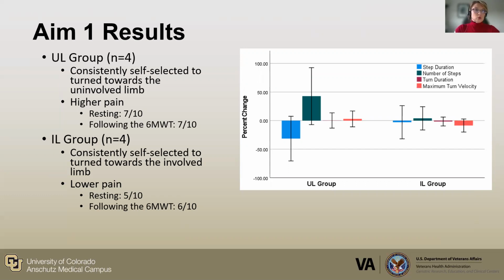And you'll notice that the UL group had higher pain levels, 7 out of 10 for both resting and following a 6-minute walk test. So much higher than the IL group. And if we look at the metrics over here on the right, we'll see for the percent change for the UL group, we have quite a decrease in step duration, as well as an increase in the number of steps. And that's quite different than the IL group. As well as the UL group had a slight increase in turn duration and a slight increase in maximum turn velocity.